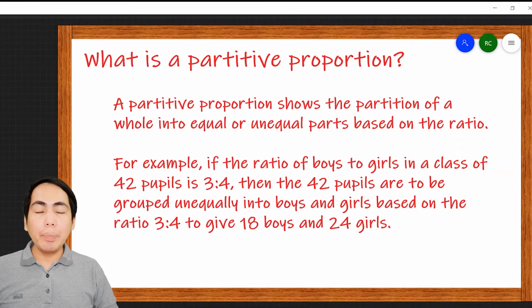What is a partitive proportion? A partitive proportion shows the partition of a whole into equal or unequal parts based on the ratio. For example, if the ratio of boys to girls in a class of 42 pupils is 3:4, then the 42 pupils are to be grouped unequally into boys and girls based on the ratio 3:4 to give 18 boys and 24 girls. So let us have examples.